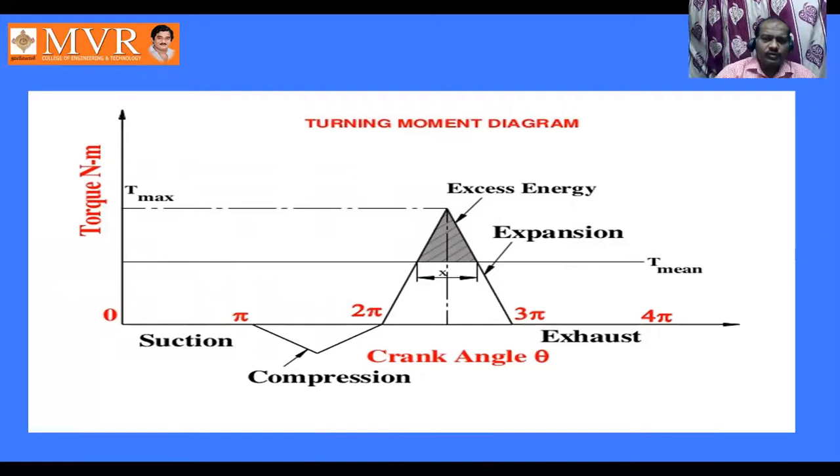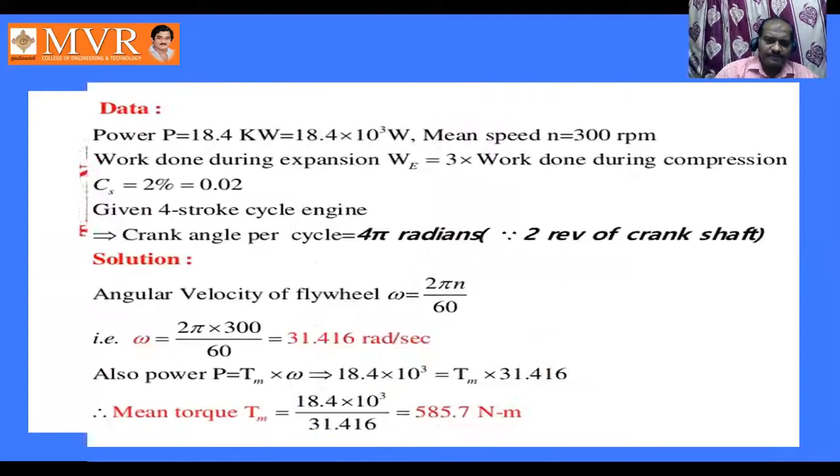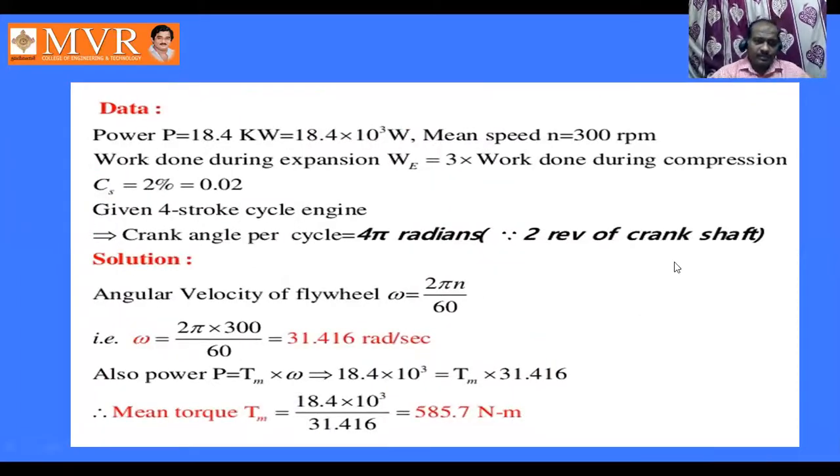I already told you this is the turning moment diagram we are regularly using. They have not mentioned any degrees. So here the given data is P equal to 18.4 kilowatts, which we have turned into watts. Mean speed is 300 RPM. It is given that the expansion stroke is thrice the compression stroke. That means the power stroke is more powerful, so the power stroke or expansion work is equal to 3 times the work done during compression.